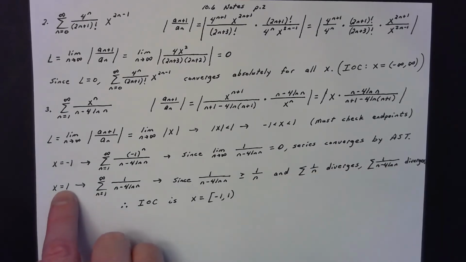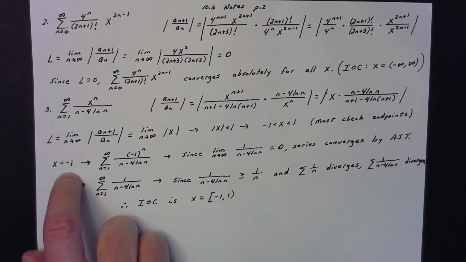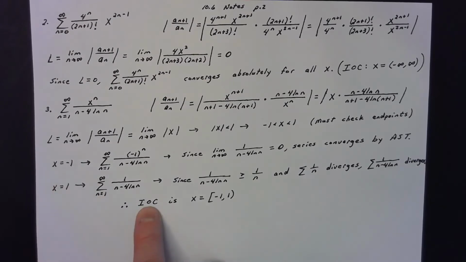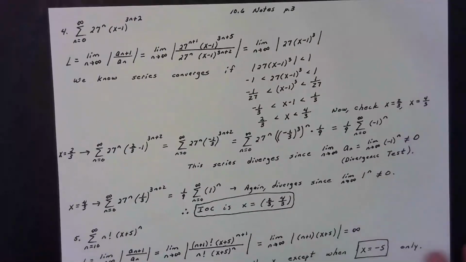So this is showing that 1 should be excluded and -1 should be included. Our interval of convergence is the bracket -1 up to 1 parenthesis. And now you're thinking, hey, these problems are pretty cool. Absolutely. Let's look at a couple more.